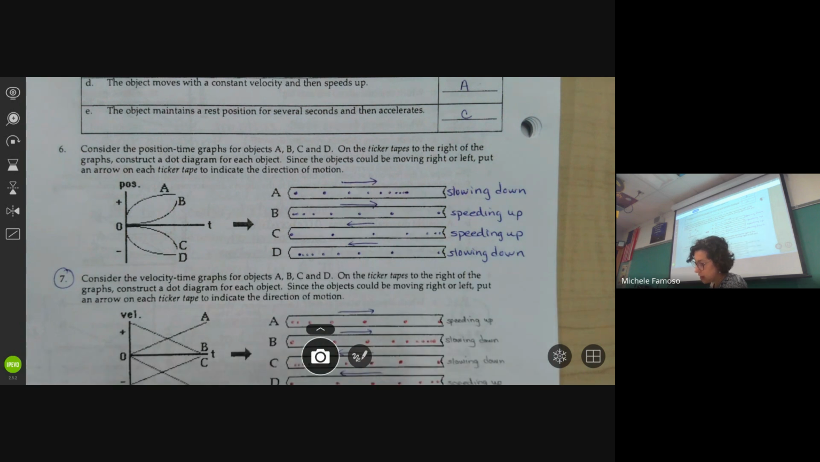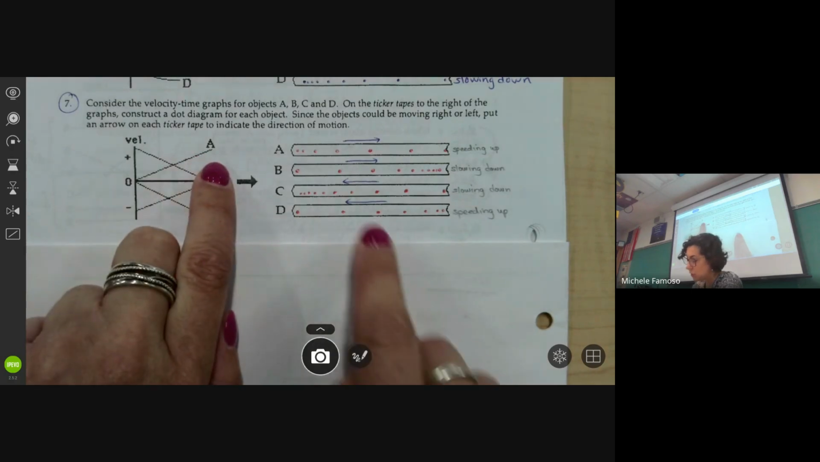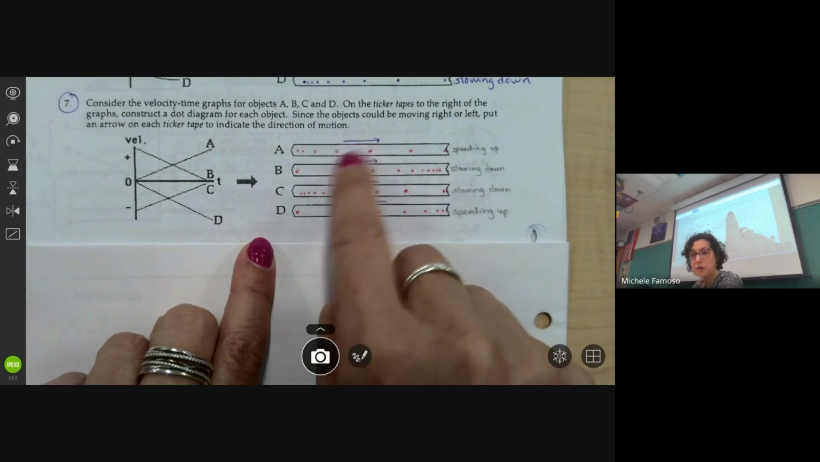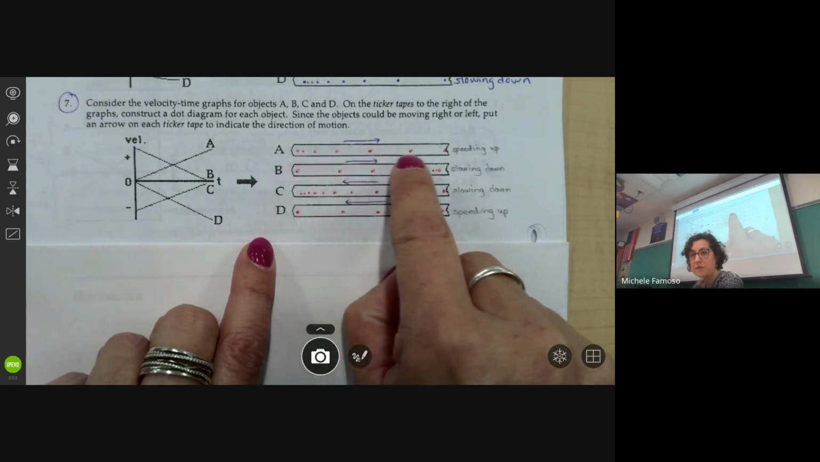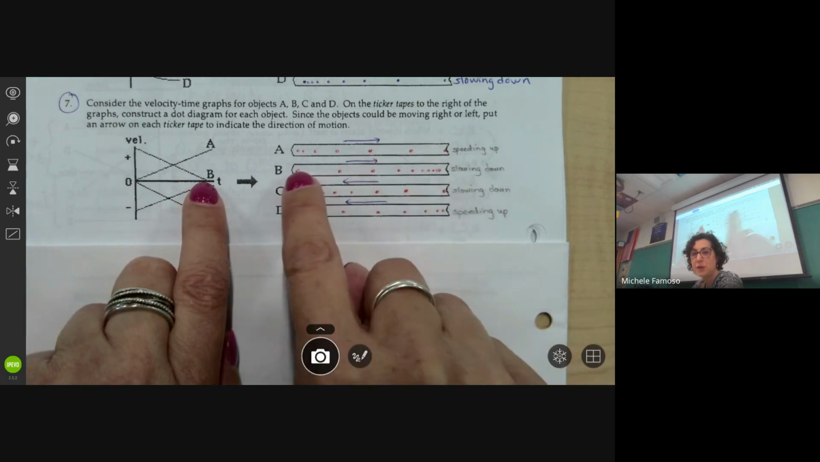Number 7. All right, same thing, but now for the velocity time graphs. So graph A is traveling to the right and speeding up. There's my arrow to the right with the dots getting further and further apart. Graph B shows it's slowing down as it goes to the right.